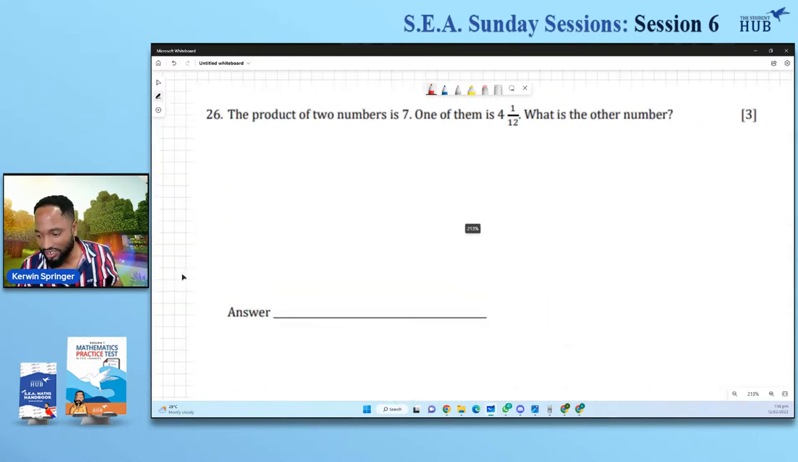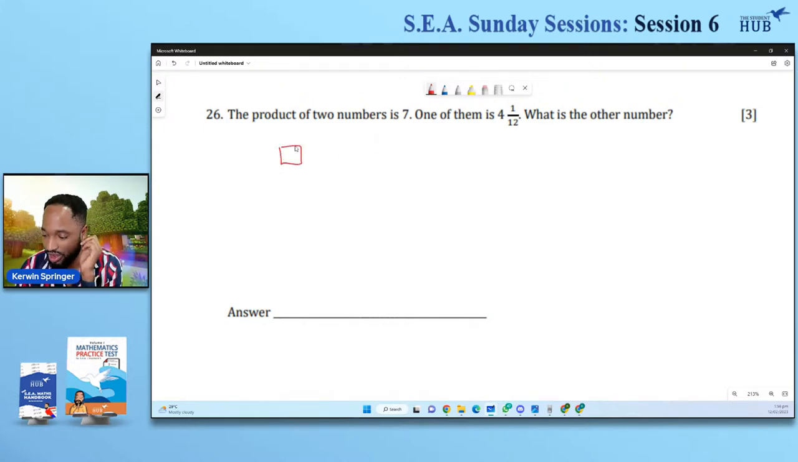That's good. The product of two numbers is 7. One of them is 4 and 1/12. What is the other number? So we have one number and we multiply it by 4 and 1/12 and somehow we end up with 7. But if this is given, to get the missing number, we need to divide. We need to say 7 divided by 4 and 1/12.